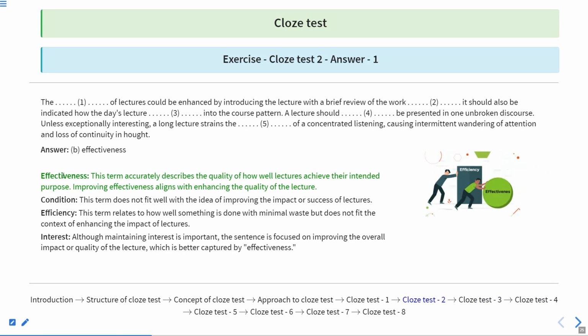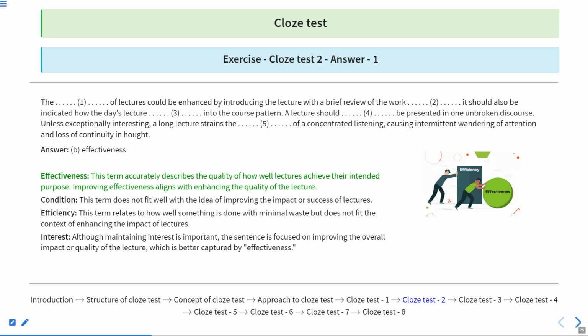So the correct answer is effectiveness. The effectiveness of lecture could be enhanced by introducing the lecture with a brief review of work. This fits in the overall context much better. Effectiveness actually describes the quality of how well lectures achieve their intended purpose. Improving effectiveness aligns with enhancing the quality of the lecture.